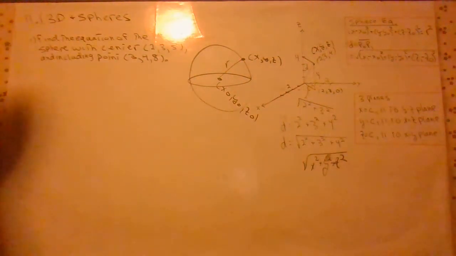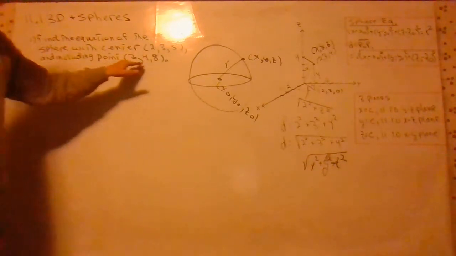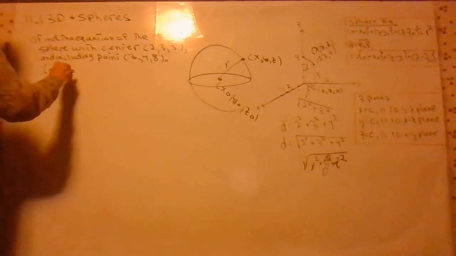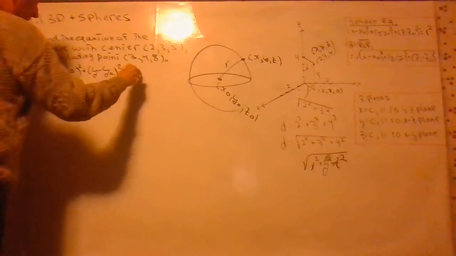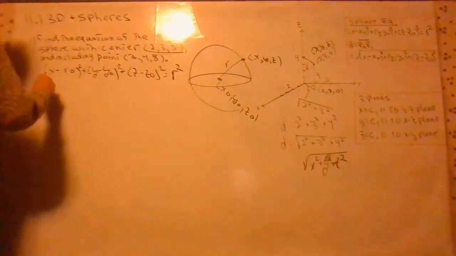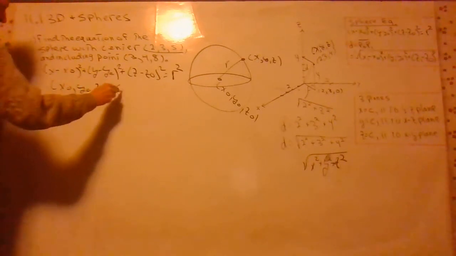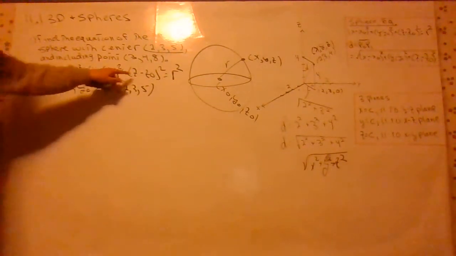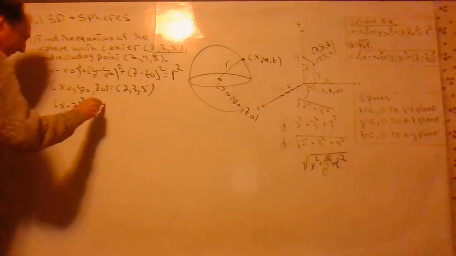Now let's consider a few problems. Suppose we want the equation of a sphere with center (2, 3, 5), and including the point (3, 4, 8). Well, the sphere equation, we can write that (x minus x0) squared plus (y minus y0) squared plus (z minus z0) squared is r squared. This tells us that (x0, y0, z0) is (2, 3, 5). So we can put those coordinates here, here, and here, and at least take us part way to the answer.